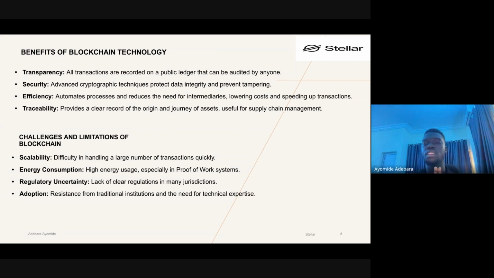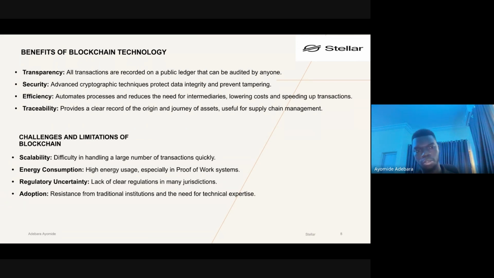But at the end of the day, it still boils down to how secure these blockchains are, because different blockchains use different methods to do this. Some use what we call optimistic rollup, others use zero knowledge proof, and we just keep hearing different blockchains trying to solve this scalability issue. But that is one of the limitations and challenges of the blockchain.